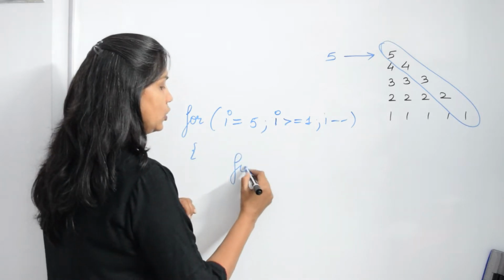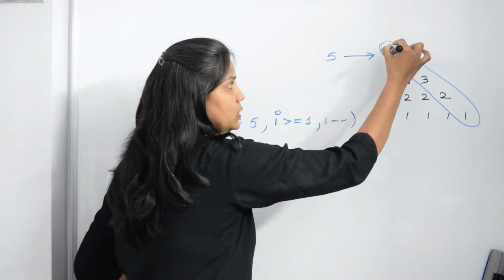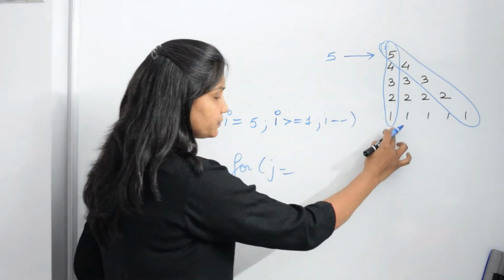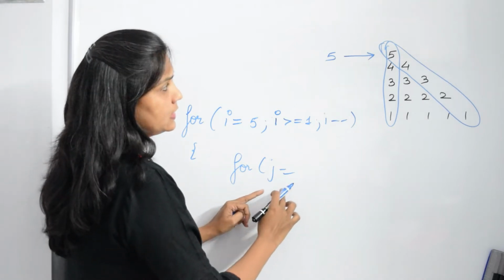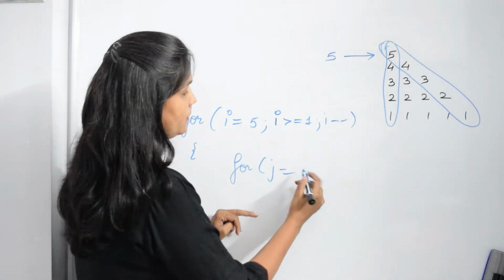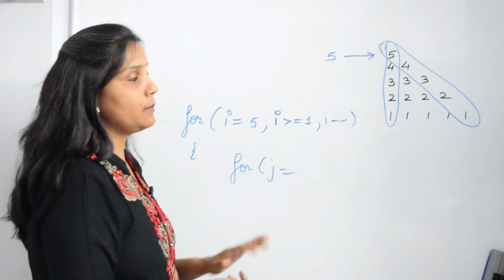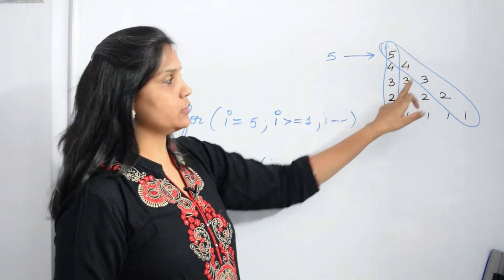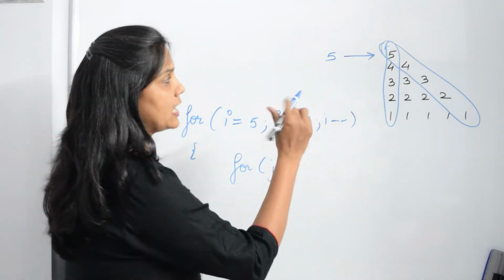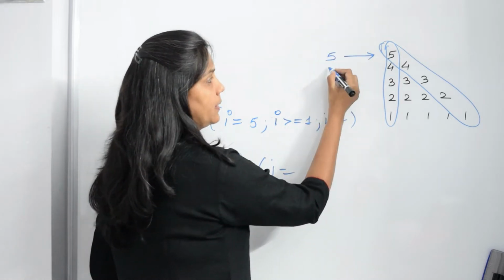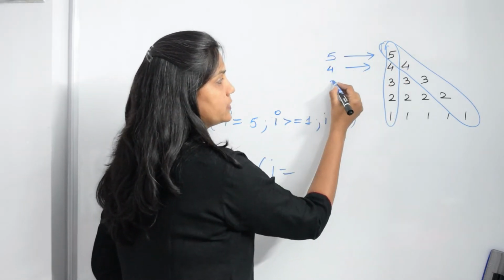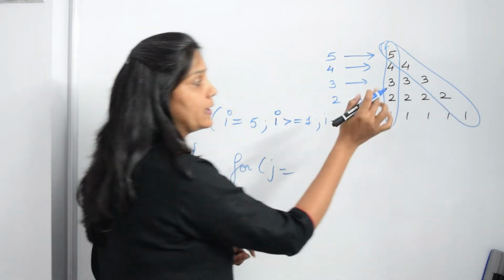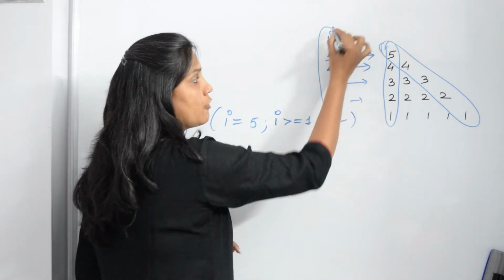And the inner loop, can you see now, the starting value is 5, 4, 3, 2, 1. This is varying. But what we have to print? We have to print 5 one time. We have to print 4 2 times. We have to print 3 3 times. That means when my I is 5, I have to print 5 one time. When my I is 4, 4 2 times. I is 3, 3 3 times. I is 2, 2 4 times. So basically I want to print the value of I.